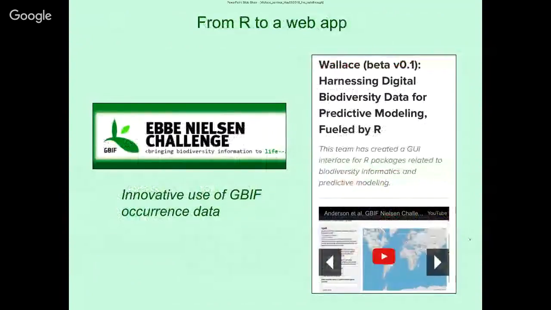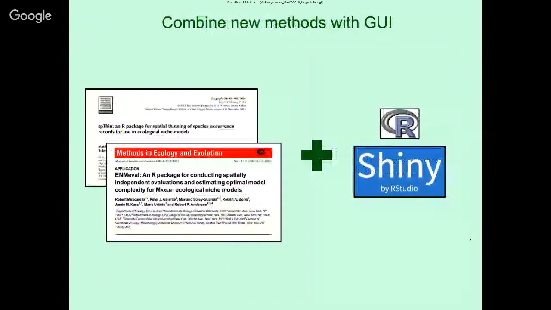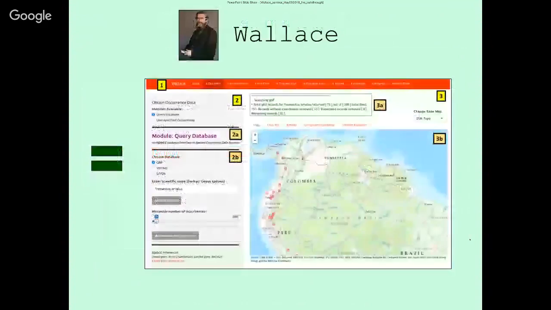So we submitted our idea, we called it Wallace, to the Ebbe Nielsen Challenge, which was put on by GBIF, and the call was to develop a project that makes innovative use of GBIF data. And we were lucky enough to get to the finalist round. What we did was we combined these methods that I just discussed with an R package called Shiny, which allows you to make a web app style GUI that has R running in the background, which is exactly what we wanted to do. So we're thankful that Shiny existed when we were thinking about this.